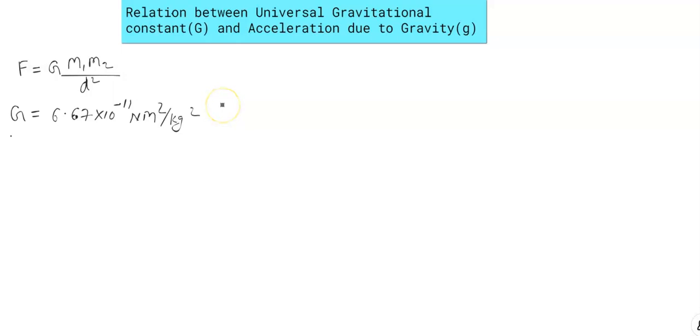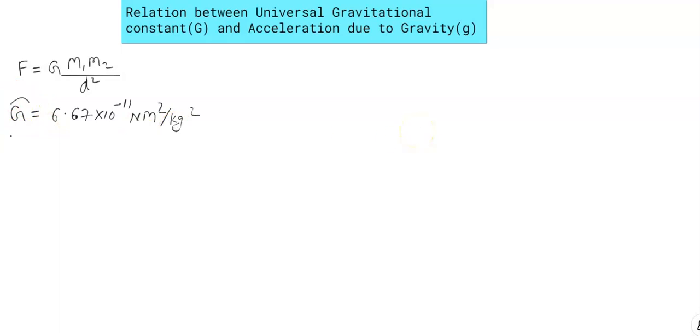In the previous video, I already explained Newton's universal law of gravitation. Newton's universal law of gravitation tells us that the force of attraction between two objects is directly proportional to the product of the masses and inversely proportional to the square of the distance between these objects. And when we write it in equation format, we take a constant, the universal gravitational constant, and it is represented by capital G.